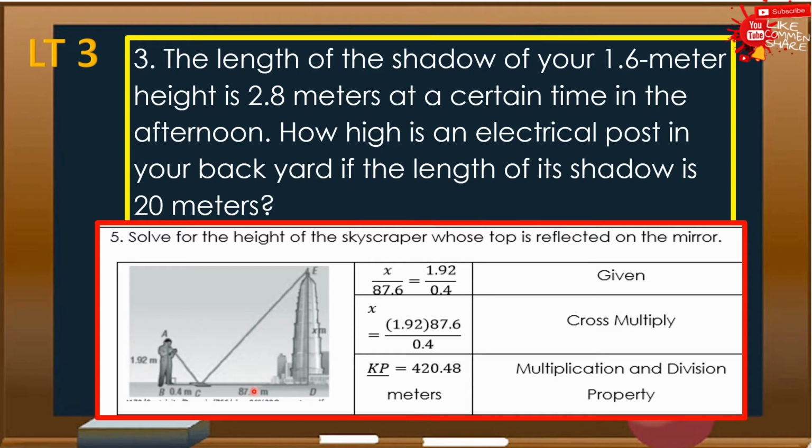Okay? So, tingnan yung module natin. Pero pare-parehas din lang naman din yan. Okay? Wala na akong ibang example niyan. Ito na lang po. Okay, so tingnan natin po. Ang x, ang hinahanap is yung height ng skyscraper. Okay, 87.6 equal to yung height, which is 1.92, equal sa 0.4. Cross product, the answer is x equals, ito po yun, yung height is 420.48 meters. Okay, so ganyan po yung gagawin ninyo sa number 3.